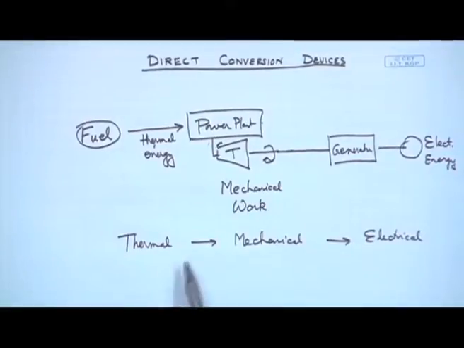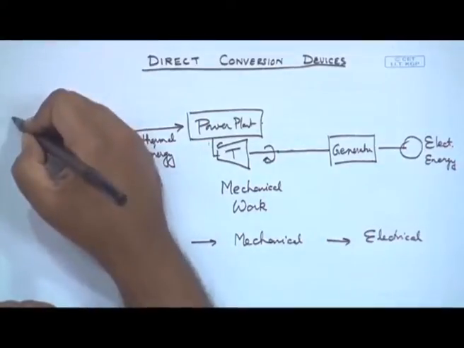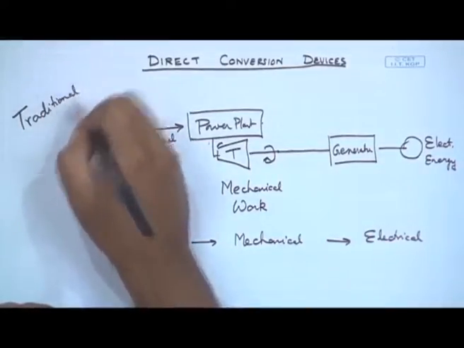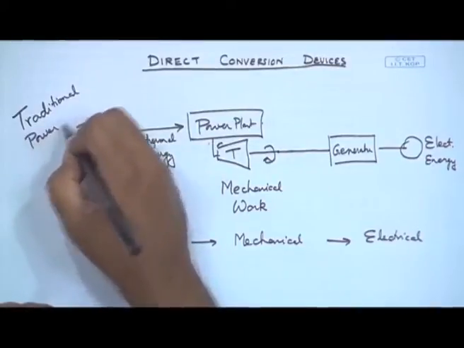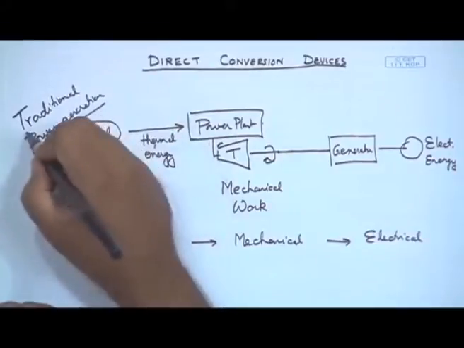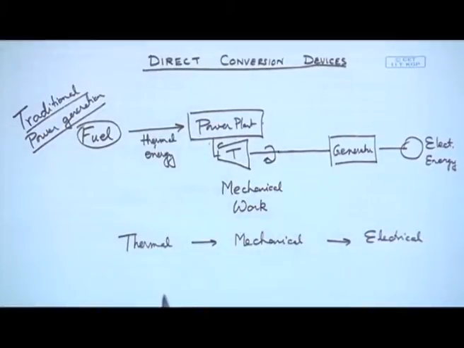And in the process we are having a lot of equipment, like boilers, turbines, etc., in the power plant in this conversion from thermal to mechanical, and then again we have a generator from mechanical to electrical. So, this is what we call traditional power generation, right. So, this is from fuel.